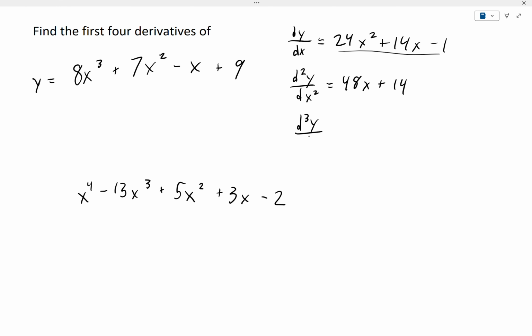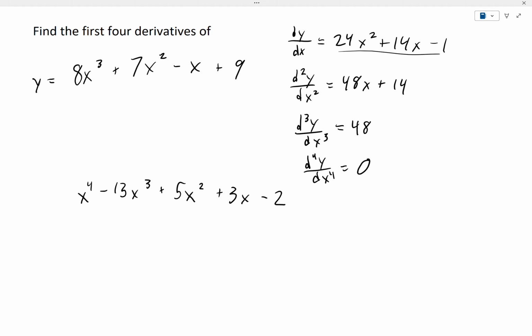Well, we're also looking for this guy and this guy. So what's the derivative of our second derivative? That will give us our third derivative. So that's going to be just 48. You know how to do that. And now we're looking at the fourth derivative, the derivative of our third derivative. And as you can see, it's just a constant number, so it's 0. So these are the first four derivatives for this function here.